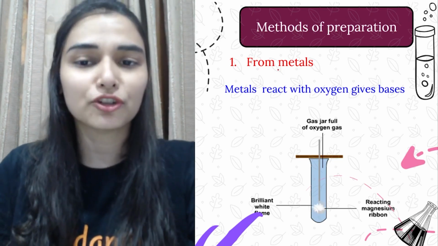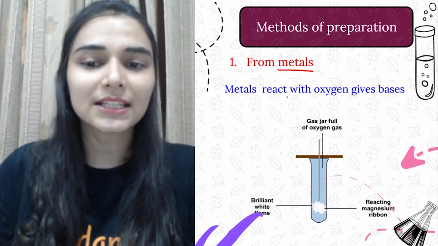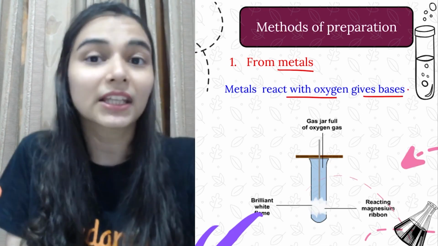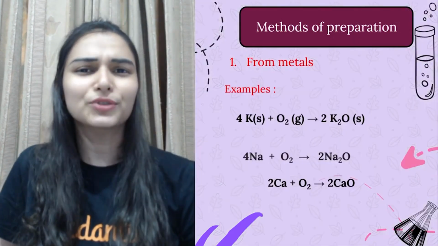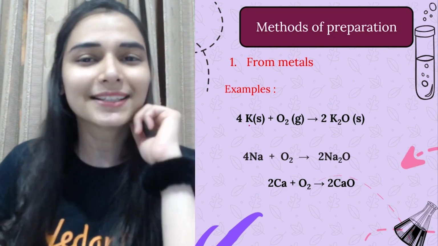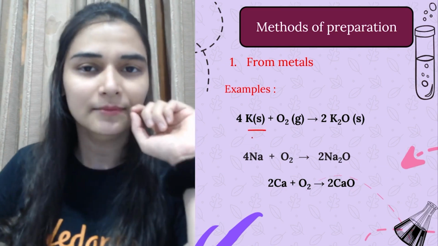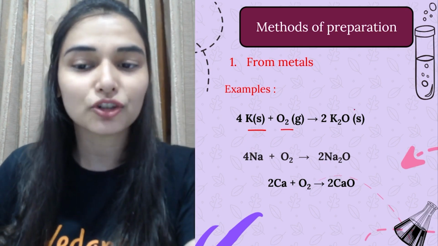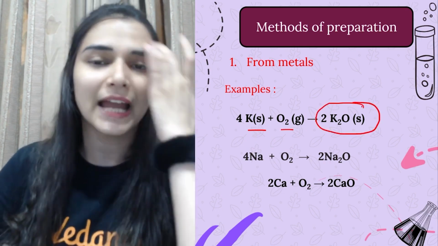The first preparation method is from the metals. Metals react with oxygen and they give the bases. Did you even wonder about that? Yes, that's possible. For example, I have taken potassium metal, and that's going to react with oxygen and will lead to the formation of potassium oxide.